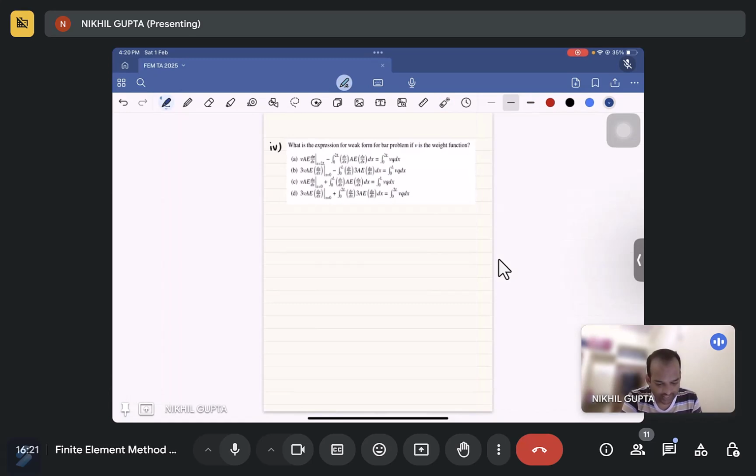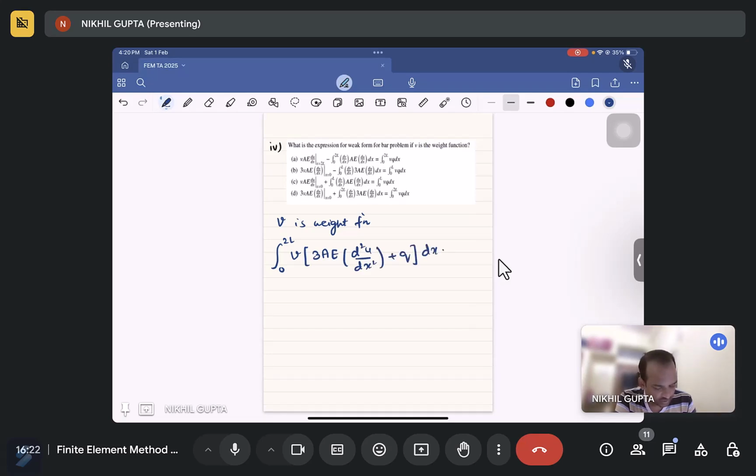Okay, now what you have to get is the expression for the weak form of the bar problem if v is the weight function. You have to find the weak form of the strong form which we have found in the previous solution. So what is the strong form we got? It is given that v is the weight function. To get the weak form, we'll multiply the weight function with the differential equation, plus q dx equals 0. The inside term is the differential equation in the strong form, and this multiplication is being done to get a weak form equation.